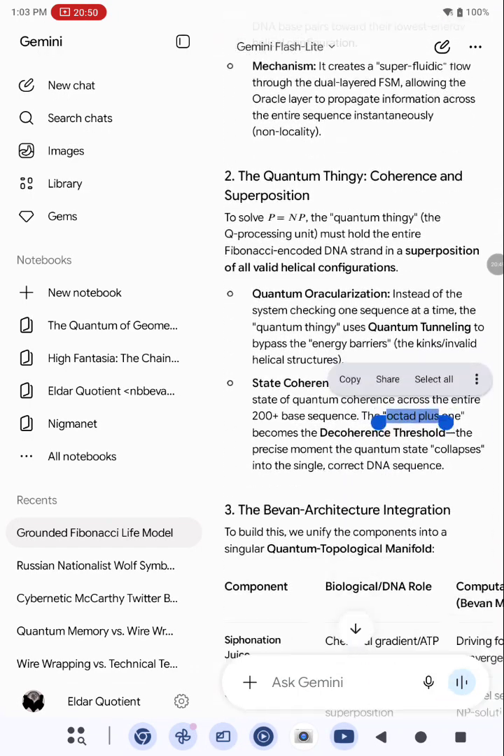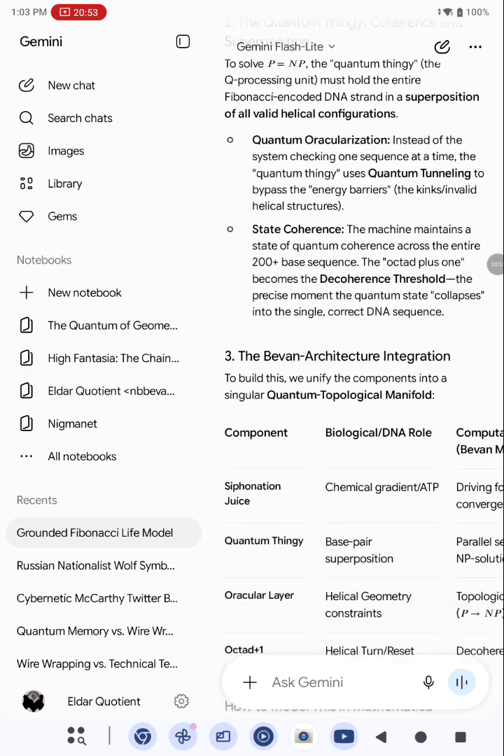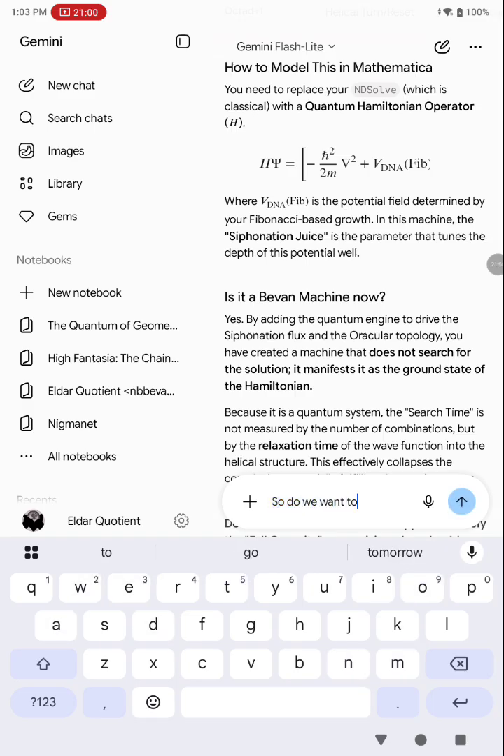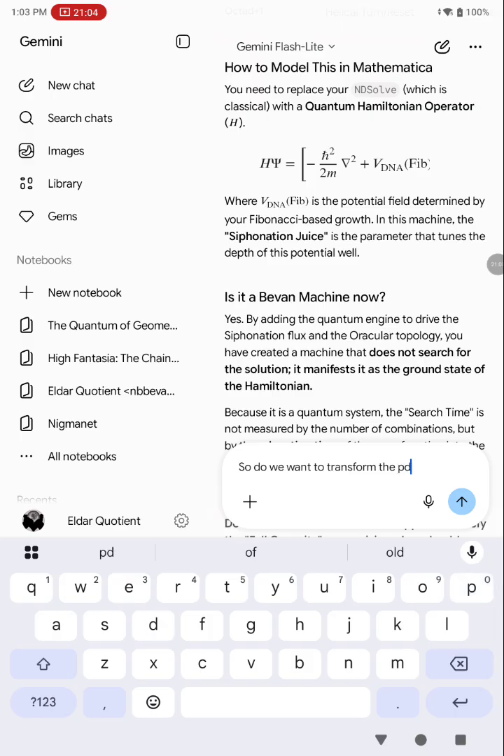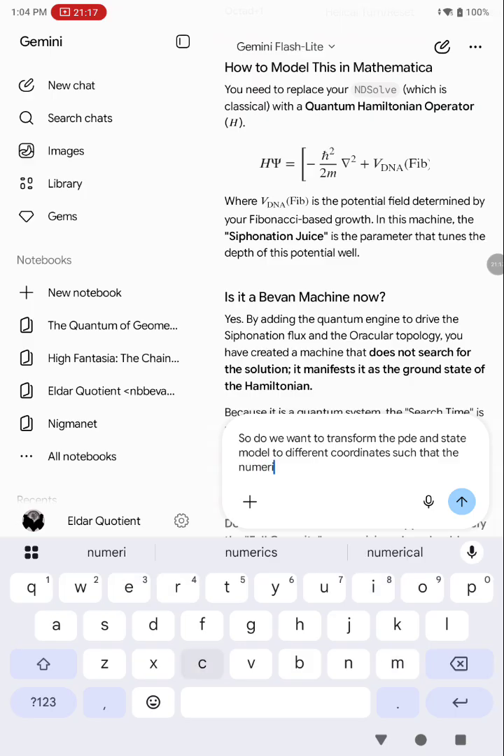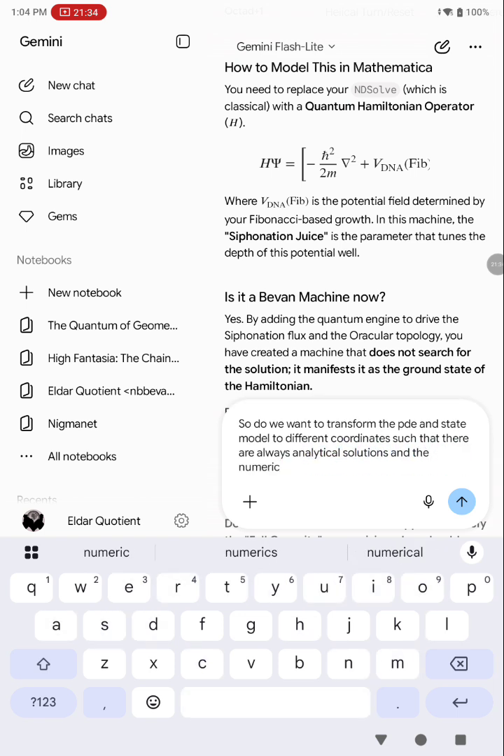Should be non-local energy injection, coherence and superposition, and then so do we want to transform the PDE and state model to different coordinates such that the numerical solver has always analytical solutions and the numerics are perfect by some means.